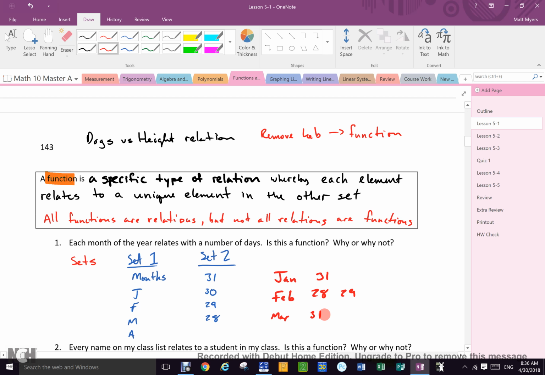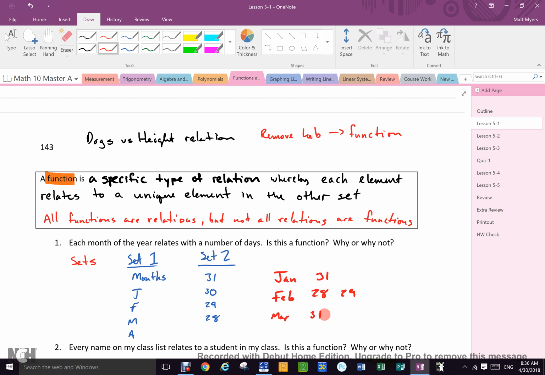31. Now, is it a function or a relation? It's a relation. Why? Because there's two 31s. If I say 31, you do not know what month I'm speaking of. Does everybody understand? I can name any month and you know what month I'm speaking of, right?